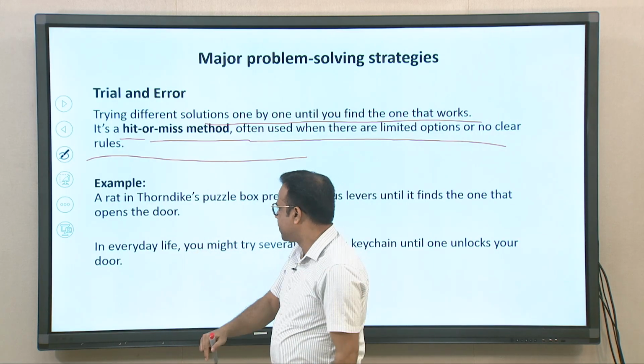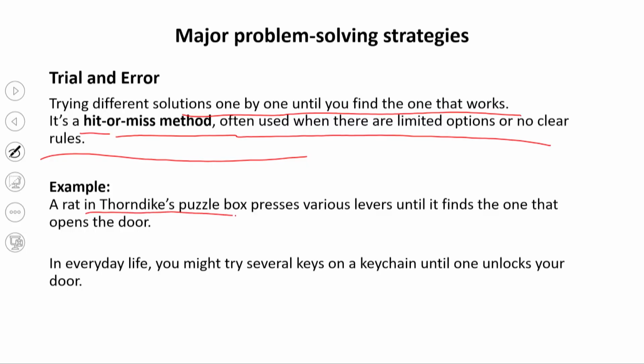For example, the rat in Thorndike's puzzle box presses various levers until it finds the right lever. When it is pressed, the door opens and they can go out. So, even animals can use this kind of trial and error method.